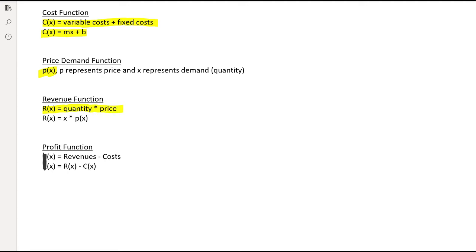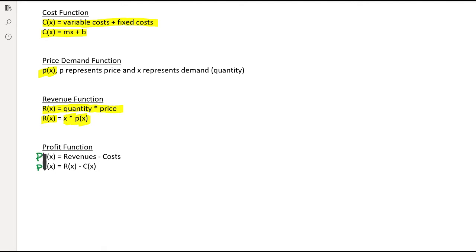Okay, so how does this tie into what we're going to be doing? For the first set of homework assignments, we're going to be given the price demand function, little p of x. So that's our price. To get a revenue function, what we need to do is multiply that price by the quantity. For us, the quantity is going to be variable. It's going to change. So that's why we use the variable x to represent quantity. To get your revenue function, you take x and multiply it through to your price function.